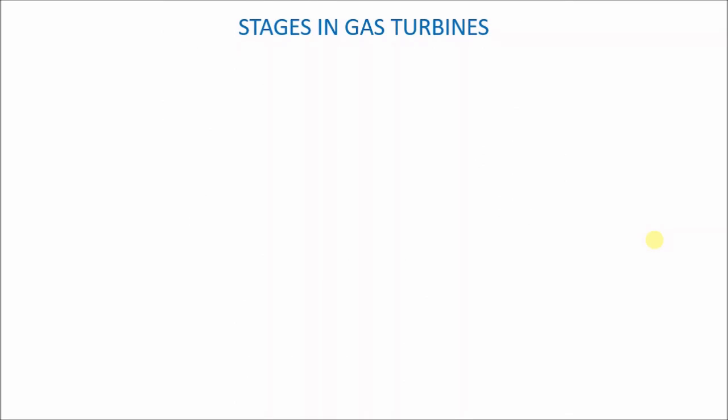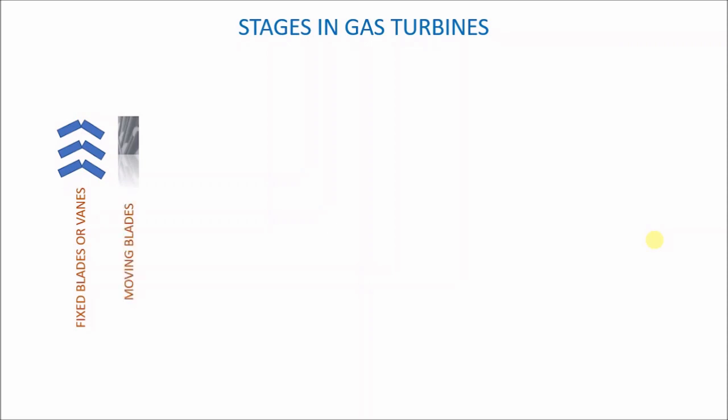So I am going to start by defining what is a stage. A stage is a combination of a row of fixed blades or vanes followed by a row of moving blades. And so what you see here drawn with blue rectangles is what we use to refer to the fixed blades. Okay, the row of fixed blades is what you see here with these blue rectangles.